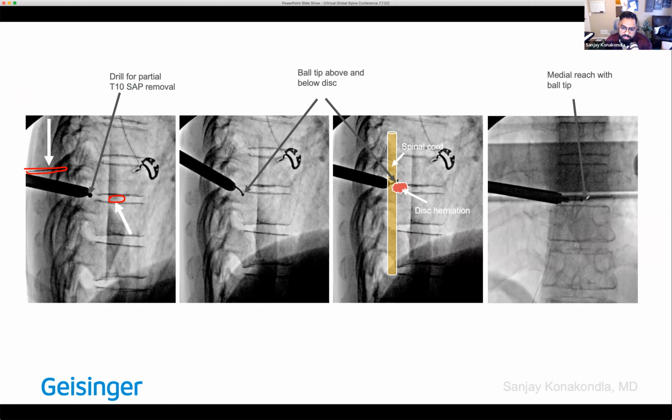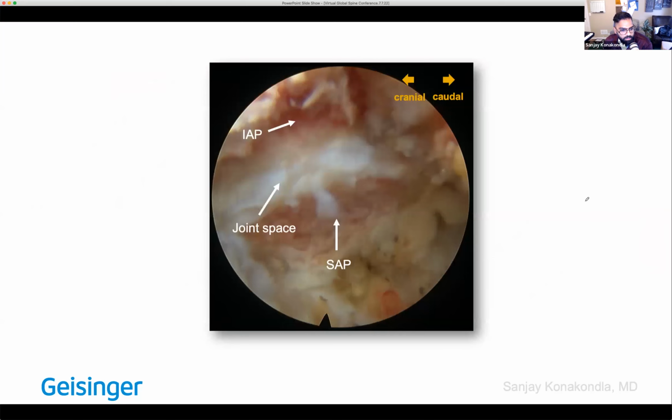Fluoroscopic images help us to see how medial we are. And if the disc is paracentral or extraforaminal, we don't need to get this far, but depending on your pathology, you really want to be goal oriented, just with any other surgery, really. So just some key images here.